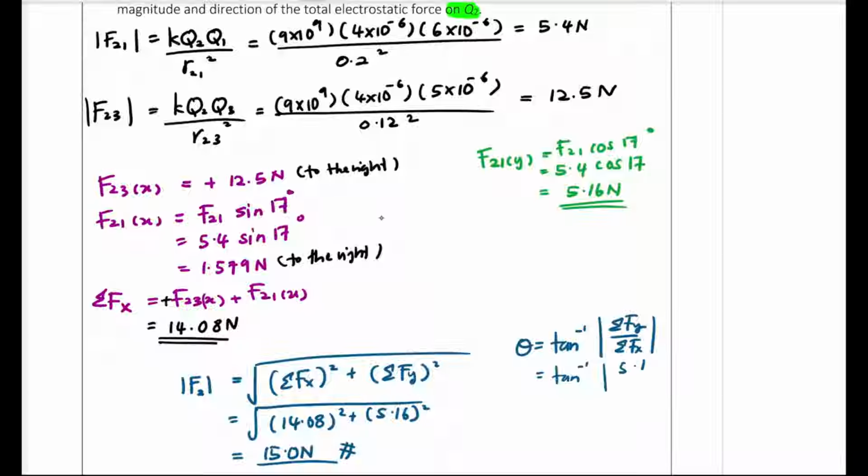Okay, so 5.16 over 14.08. So the angle is 20.1 degrees. Okay, and then it is above positive x-axis.